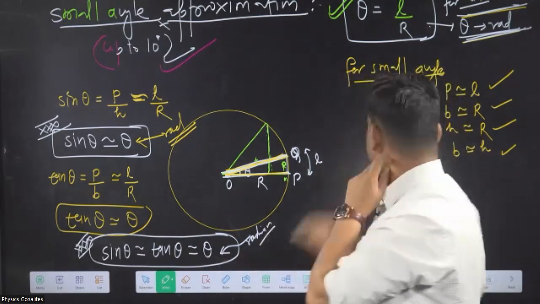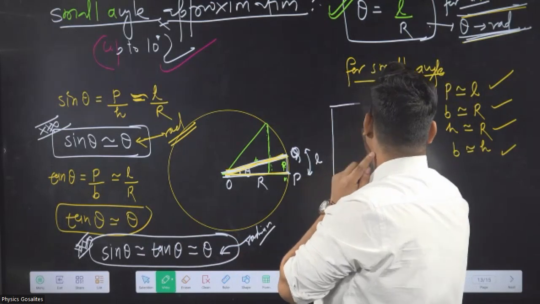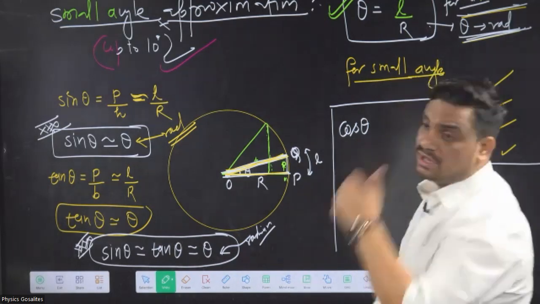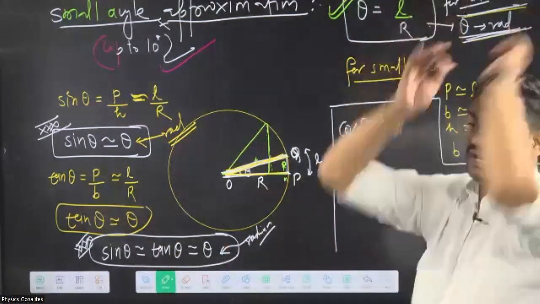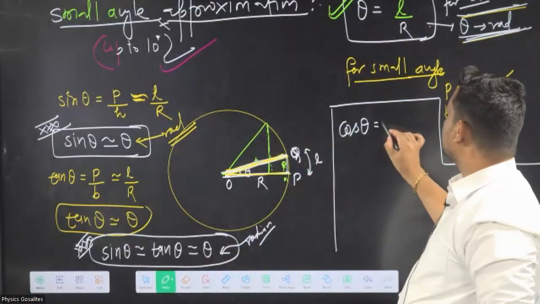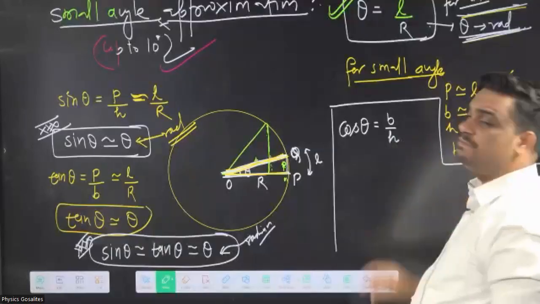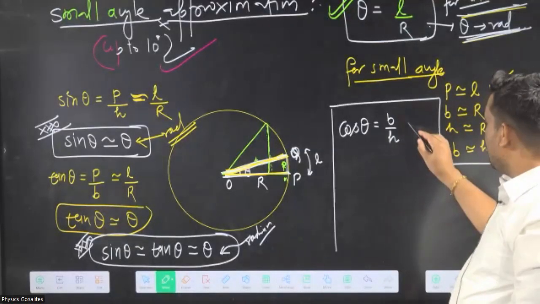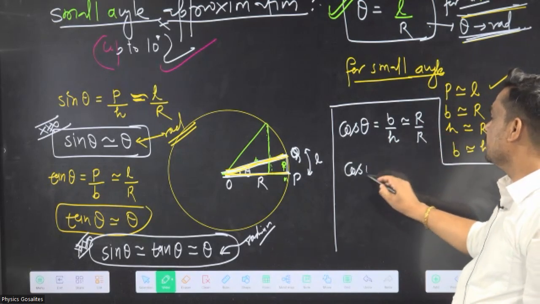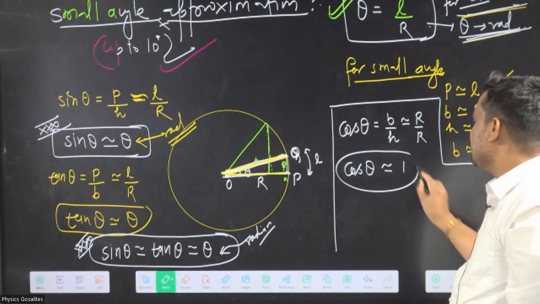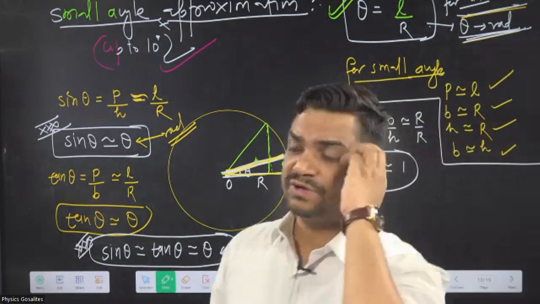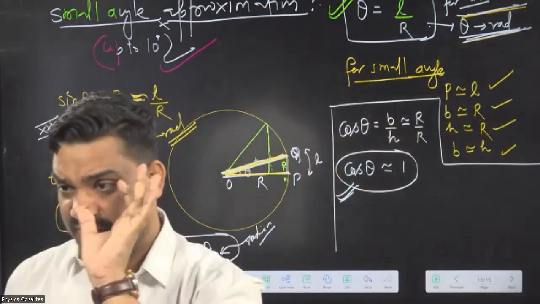Don't forget. Okay. If I say here in this one more thing, you will say now, what about the cos theta? What is the formula of cos theta? We can take cos. I'm taking cos now. Cos is basically equal to b by h. Now you will say, sir, b is r. That is also r. Almost equal to r by r. Almost equal to r by r means cos theta is what? Almost equal to 1. Always, for a small angle, only up to 10 degrees. Only up to 10 degrees cos is 1 because r by r.